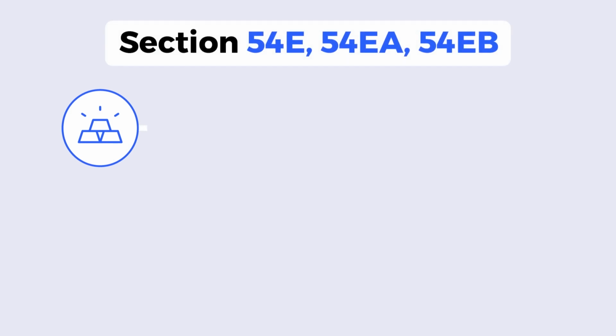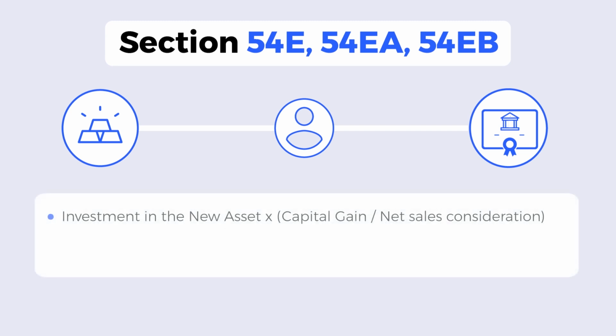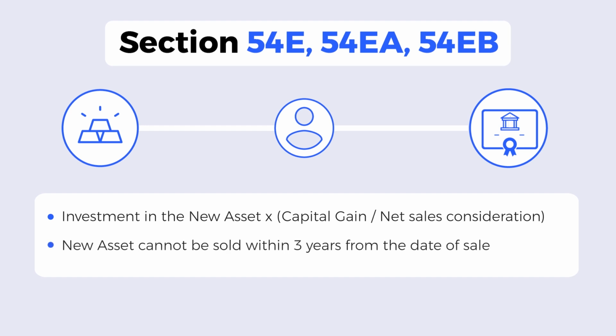Deduction under Section 54E, 54EA and 54EB are applicable when you invest the proceeds from sale of long-term asset into specific investments like government securities, units of UTI, etc. You can calculate the exempt amount by using this formula if the new asset is not sold within 3 years from the date of sale.